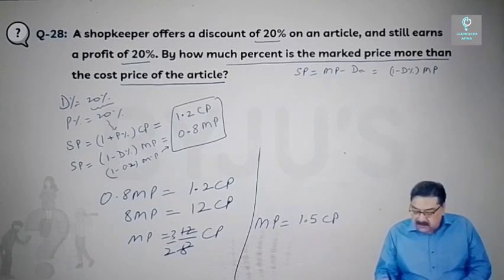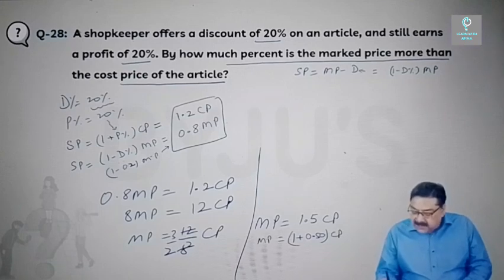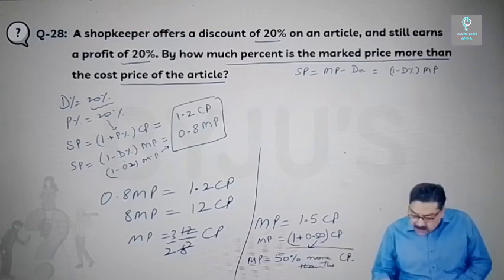So how much more than 1? 1 plus 0.50 times CP. So marked price here is 50% more than the cost price. So this becomes your answer.